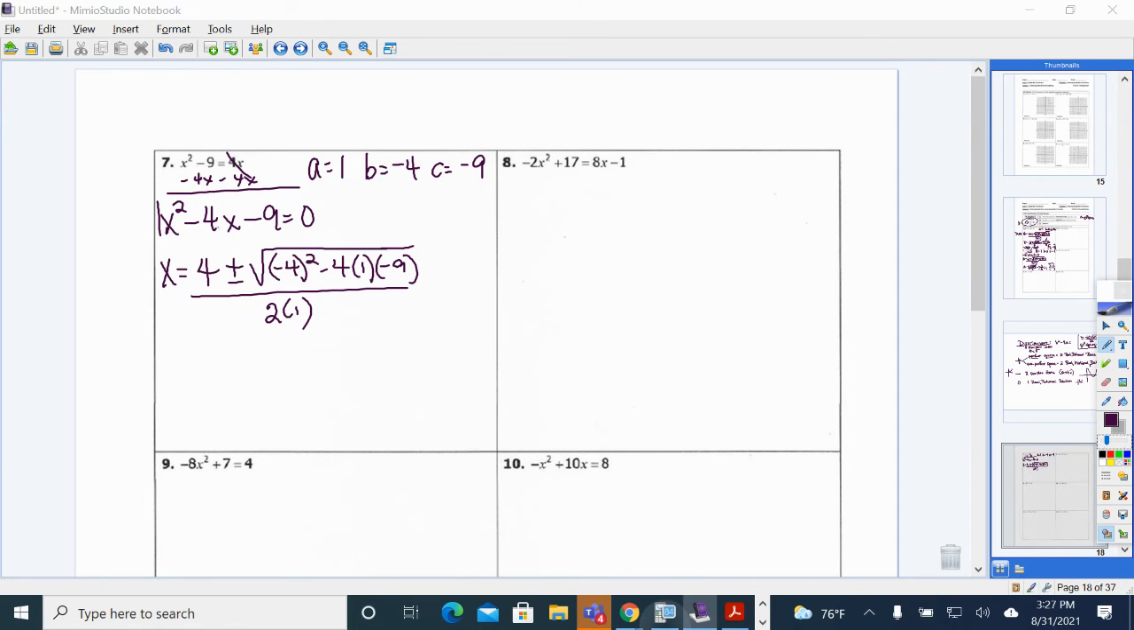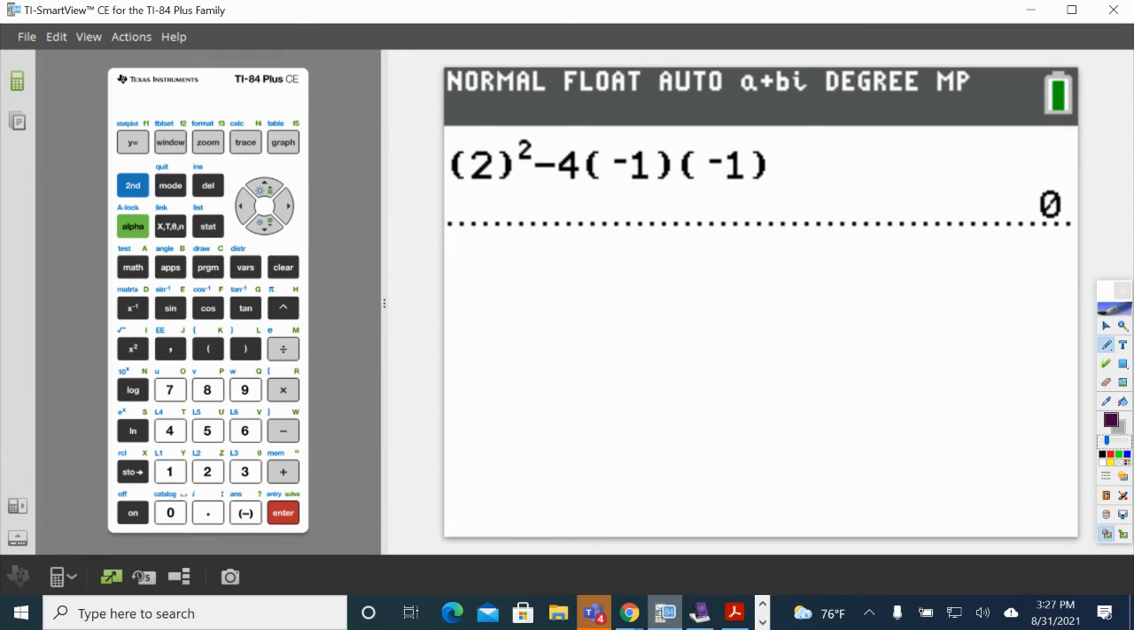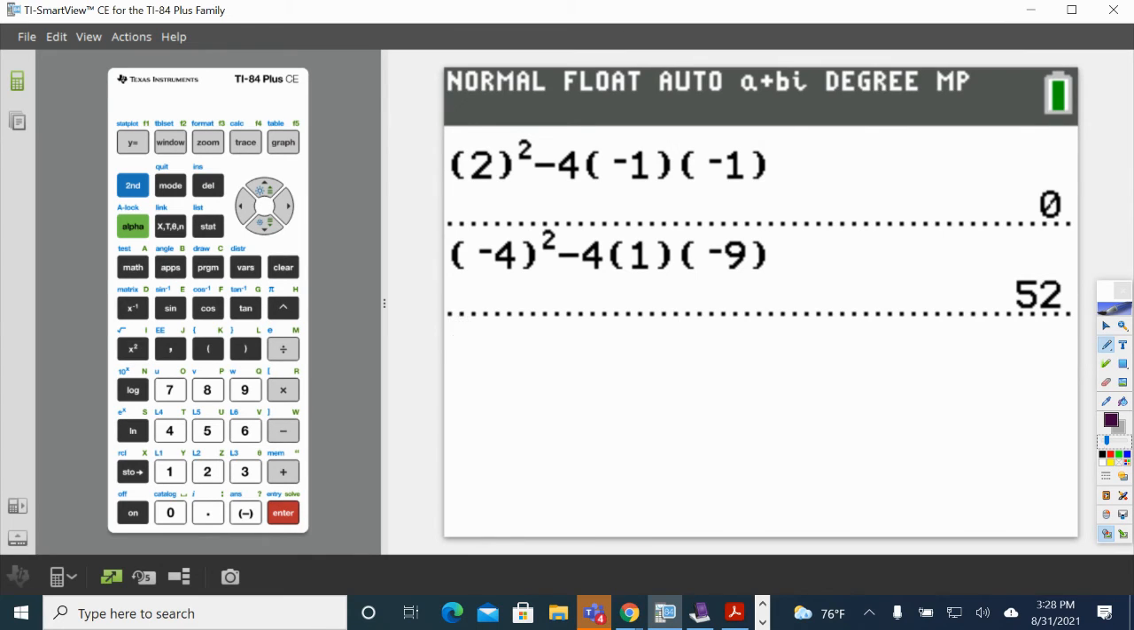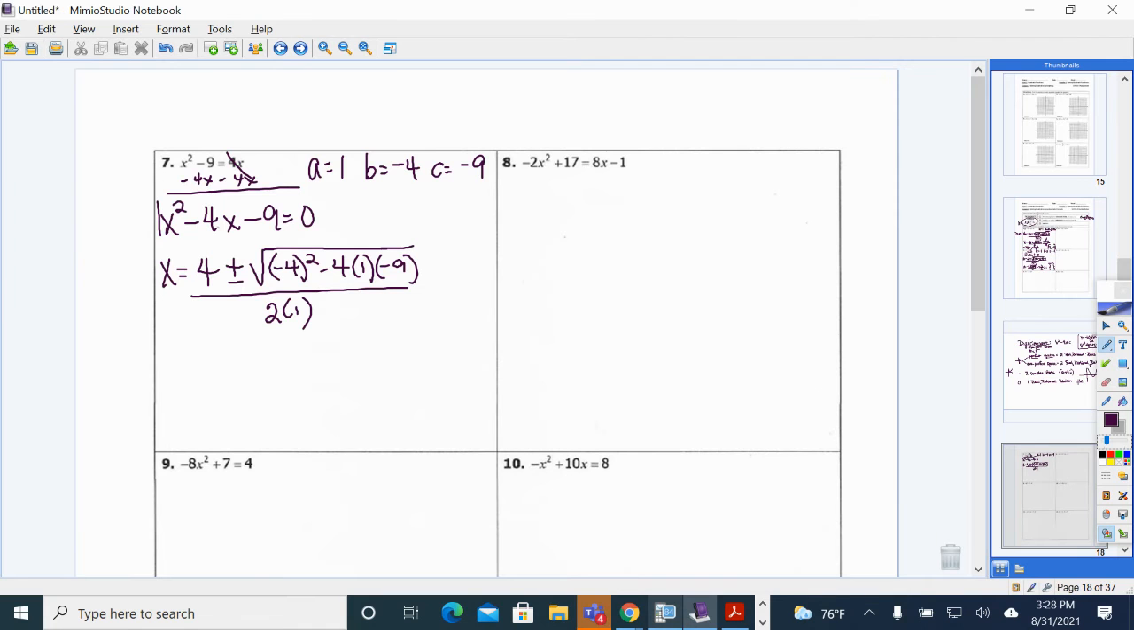So going to the graphing calculator, again, I'm only going to concentrate on the discriminant. So -4 squared minus 4 times 1 times -9. And then enter. My discriminant is 52. Now it's positive, so I know I have 2 real solutions. Two times 1 is 2.